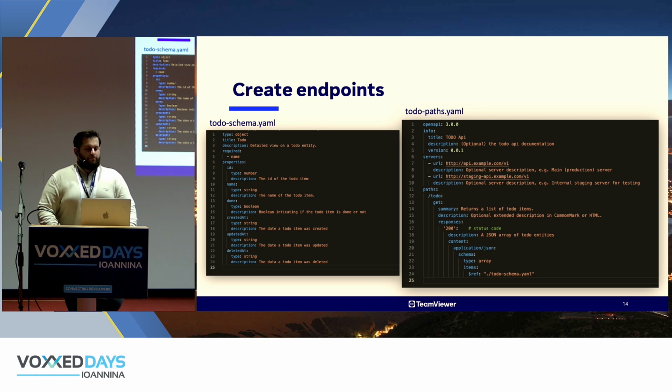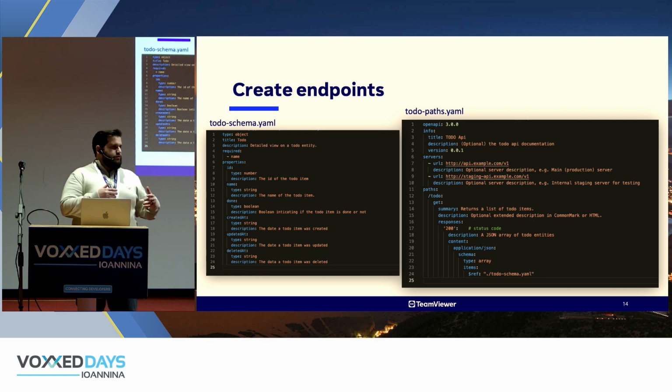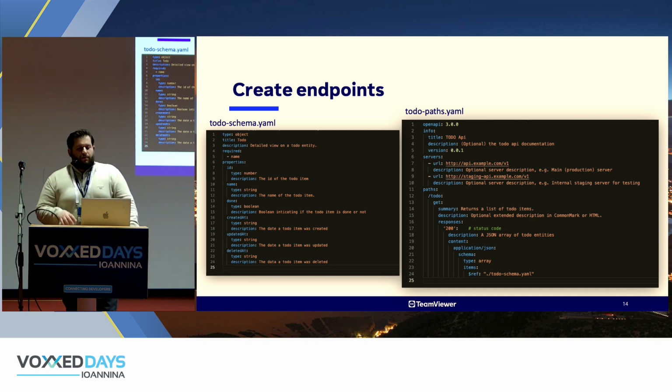Right, how does it look? Let's say that we want to build a to-do application like we did before. You create a YAML schema that contains all the things that you want your to-do object to contain: an ID, a name, whether it is done or not, created at, updated at, and deleted at if the table is paranoid. And then, on the other hand, you have the paths. Basically, it's a direct representation of your API paths: how you want your API to be structured and what kind of functionality you will have in this API.